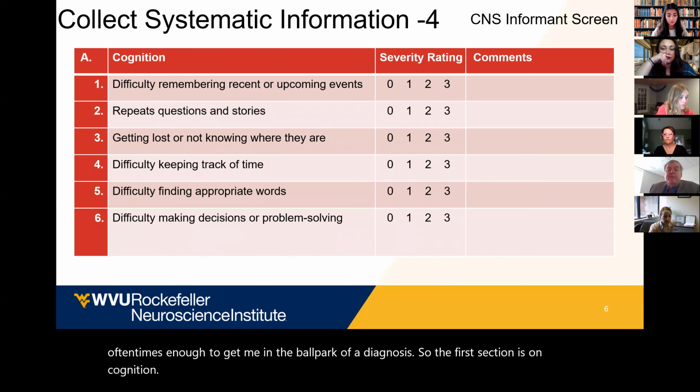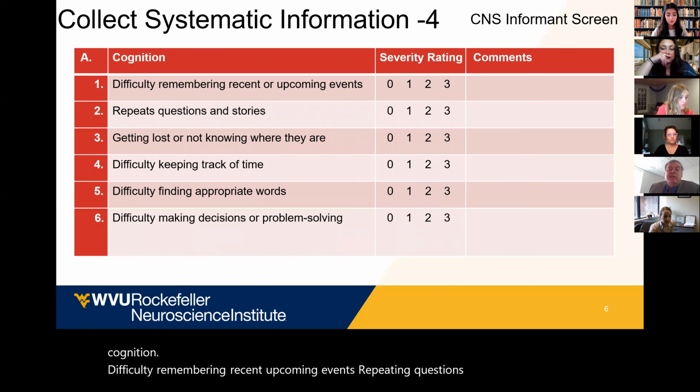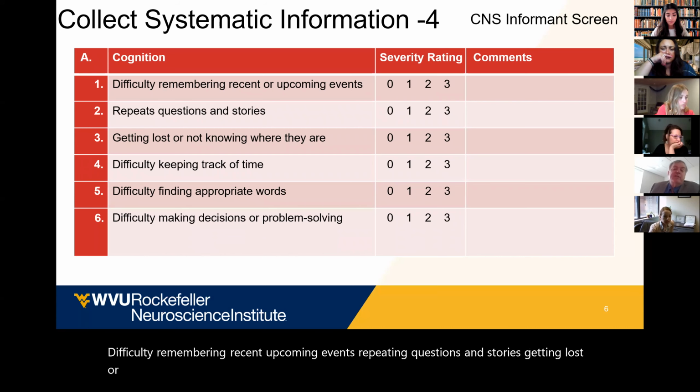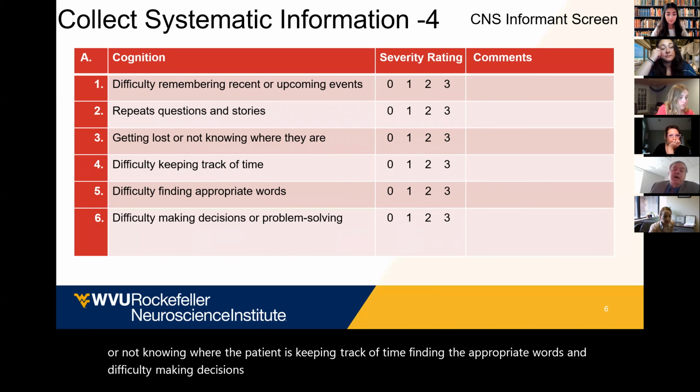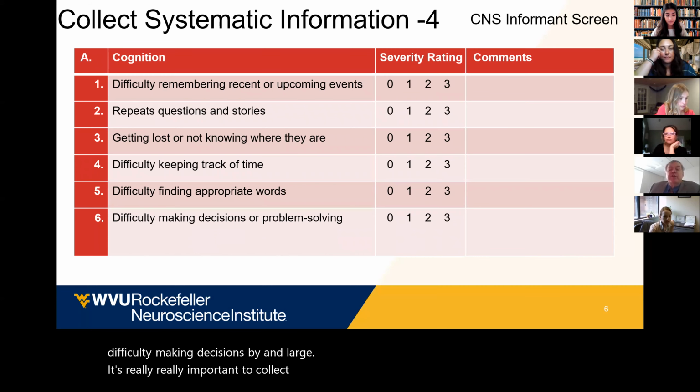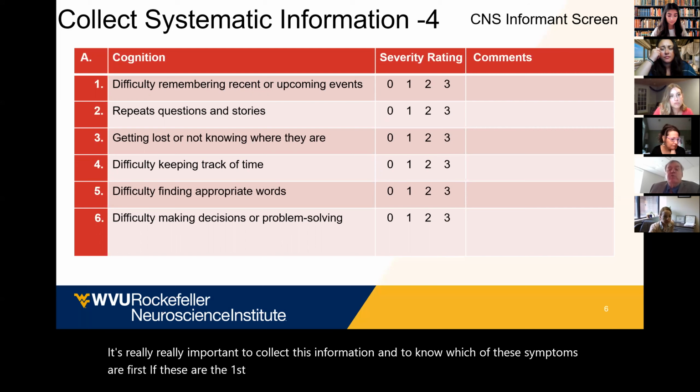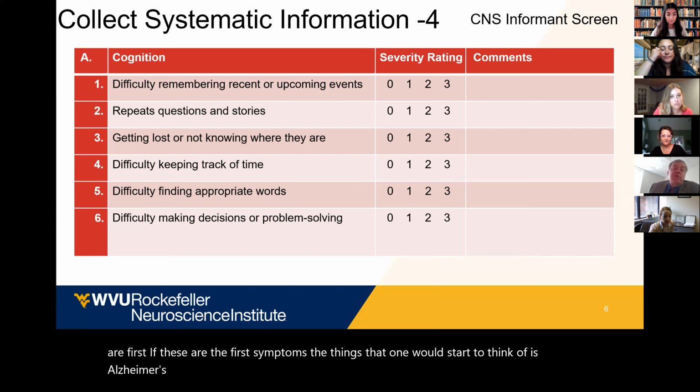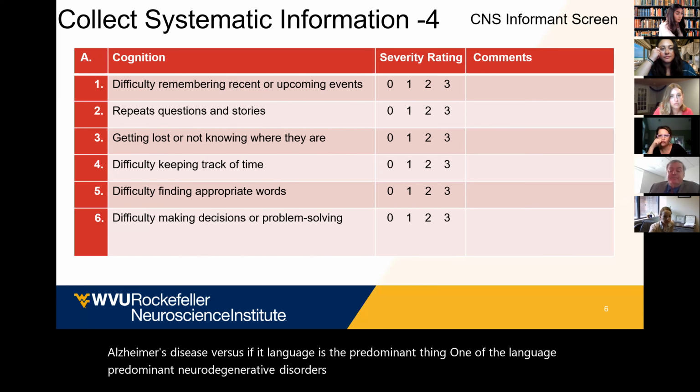Difficulty remembering recent upcoming events, repeating questions and stories, getting lost or not knowing where the patient is, keeping track of time, finding the appropriate words, and difficulty making decisions. By and large, it's really, really important to collect this information and to know which of these symptoms are first. If these are the first symptoms, the thing one would start to think of is Alzheimer's disease, versus, if language is the predominant thing, one of the language-predominant neurodegenerative disorders, which I'll talk about later.